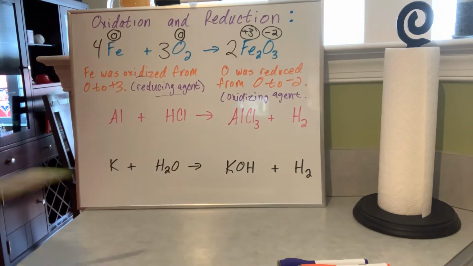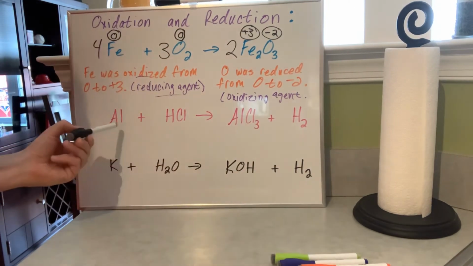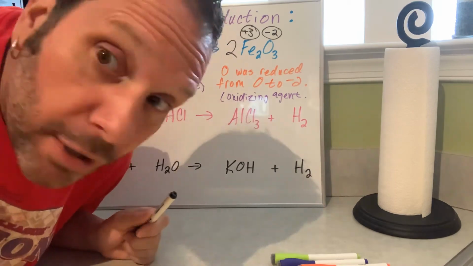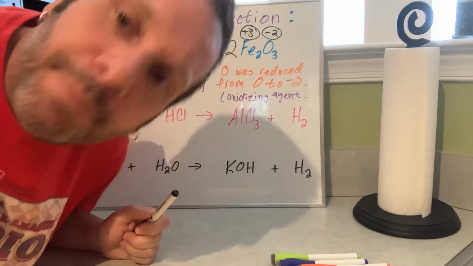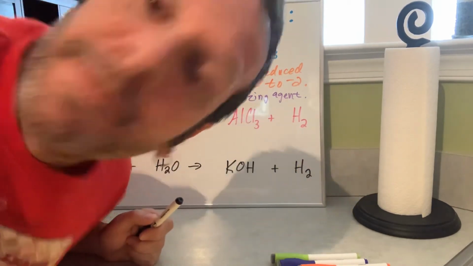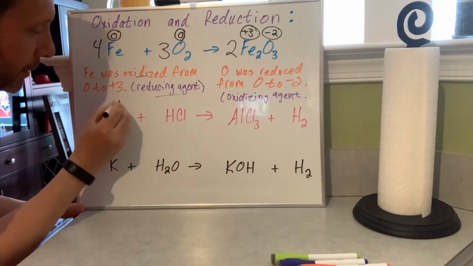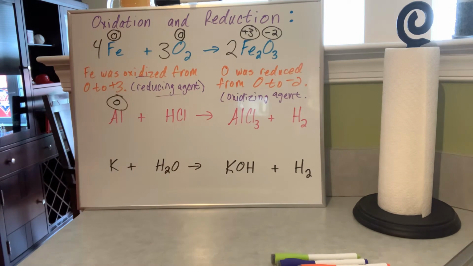All right, well, let's see. We got aluminum here, an element all by its lonesome, no other elements with it. That's going to make the oxidation number for aluminum 0, because it's by itself, it's on its own.